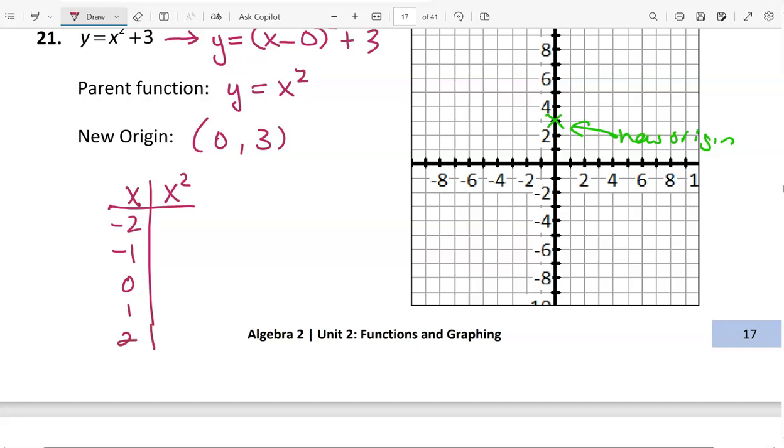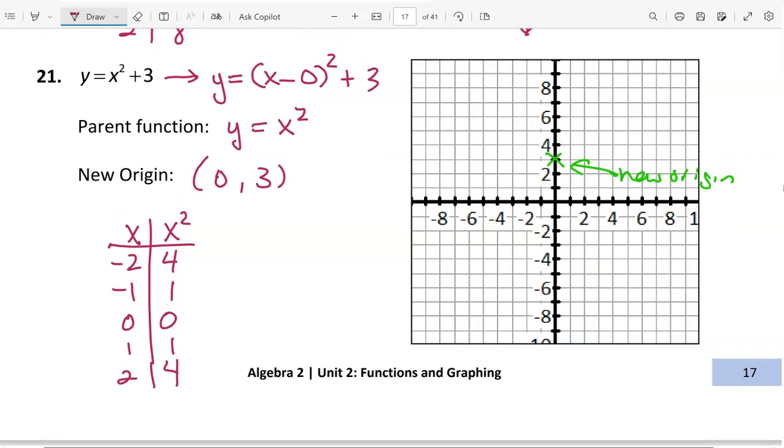When you are squaring, it's important that you plug in a couple of negative values and 0 and a couple positive values. Square to get the y values. And then graph those points from the new origin. So from the new origin, the first point is negative 2, 4. That's 2 to the left and 4 up from the new origin. 1 to the left and 1 up from the new origin.